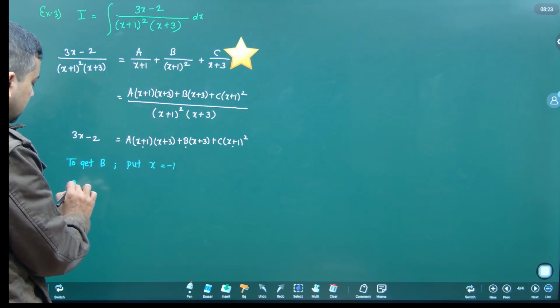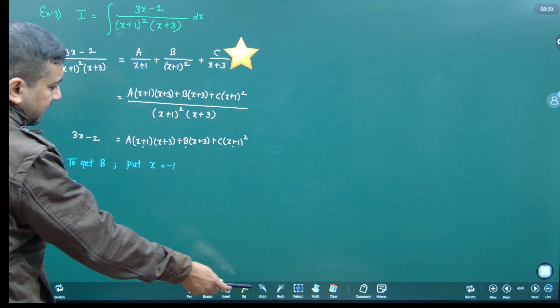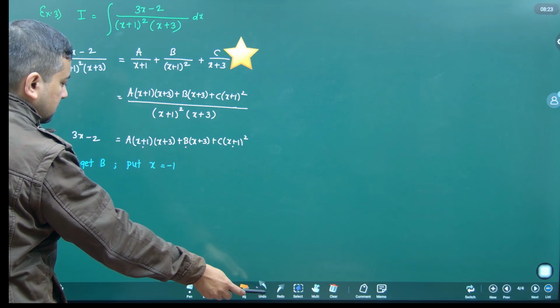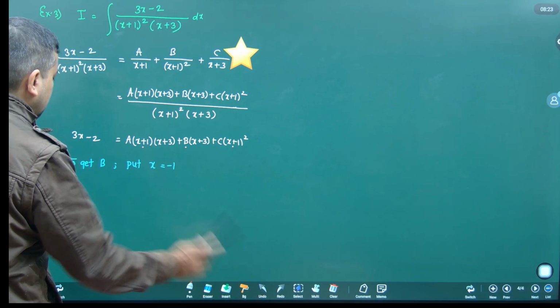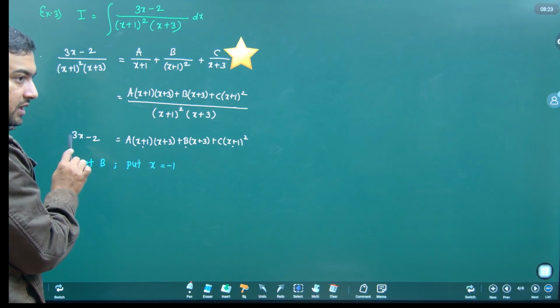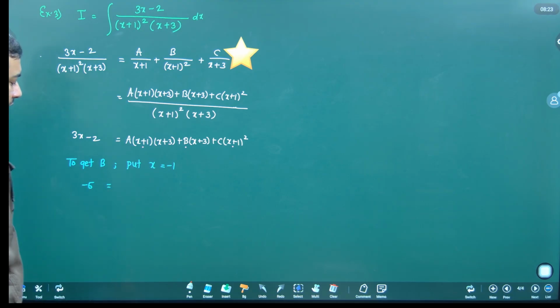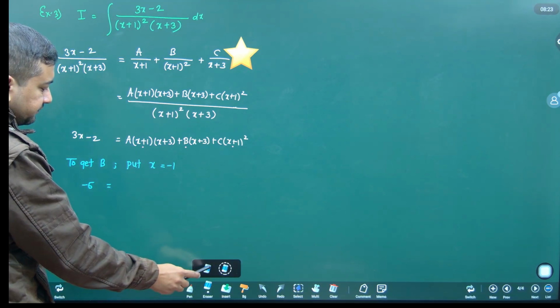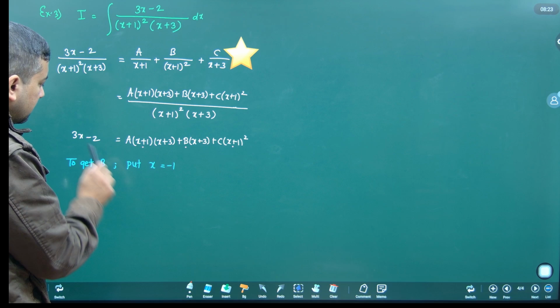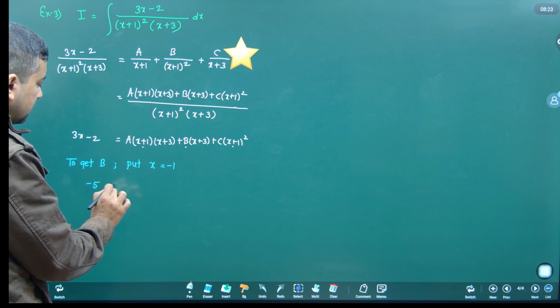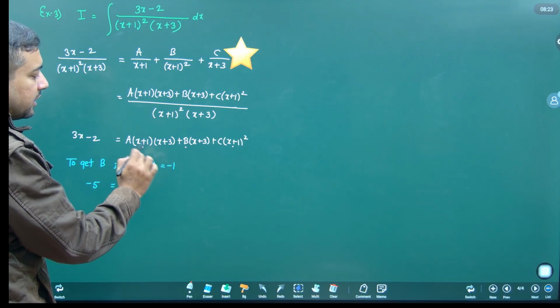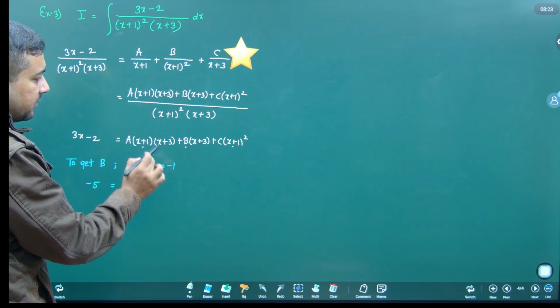So 3 in bracket. Okay, let us write it directly now. See, 3 into minus 1, it is minus 3. Minus 3 minus 2, minus 5. Minus 3 minus 2, minus 5 is equal to, A term, we are making it 0. Minus 1 plus 1, it will be 0.